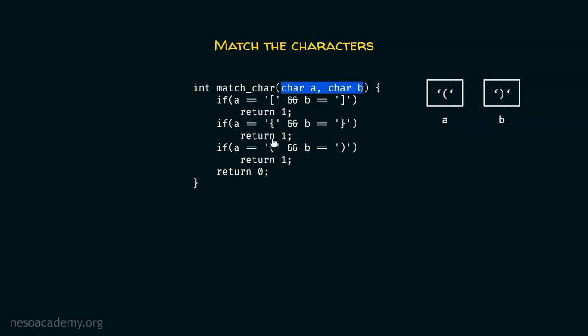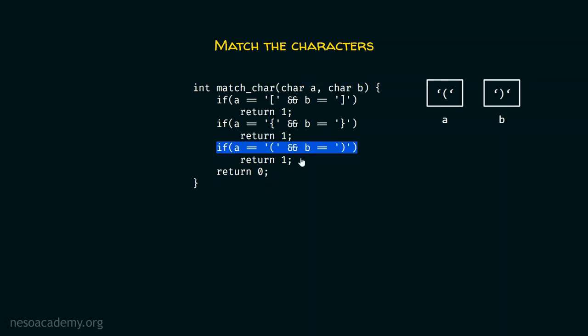Here we are checking all 3 types of brackets. If a is a left square bracket and b is a right square bracket, then return 1. If a is a left curly bracket and b is a right curly bracket, then return 1. If a is a left round bracket and b is a right round bracket, then also return 1. Otherwise return 0. Okay? This makes it clear that if there is a match, then return 1, otherwise return 0.